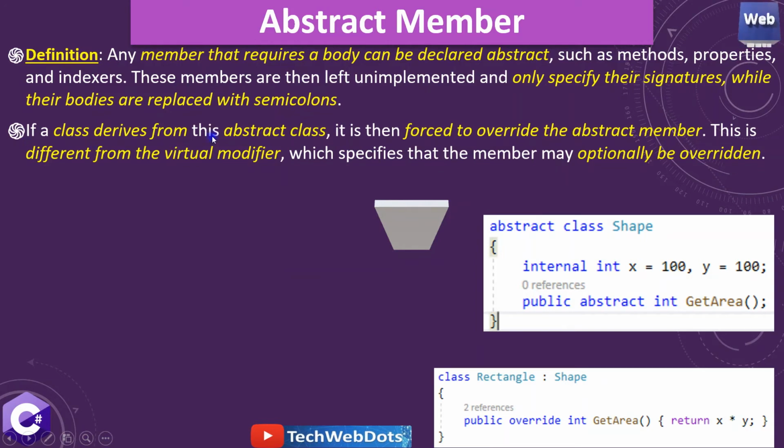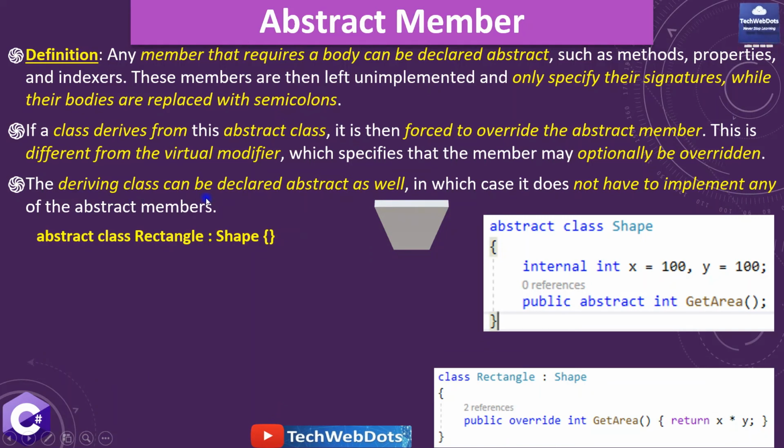Let's read a few more important points related to abstract members. If a class derives from an abstract class, it is then forced to override the abstract members. I will show you all these things in an example, just wait a few minutes. This is different from the virtual modifier. We are not discussing virtual anymore in this session, but with virtual we specify virtual in the base class, and in the derived class we provide a new implementation with the help of the new keyword or override keyword. So it is optional, but when we specify abstract, it is mandatory to provide the implementation. This is not optional.